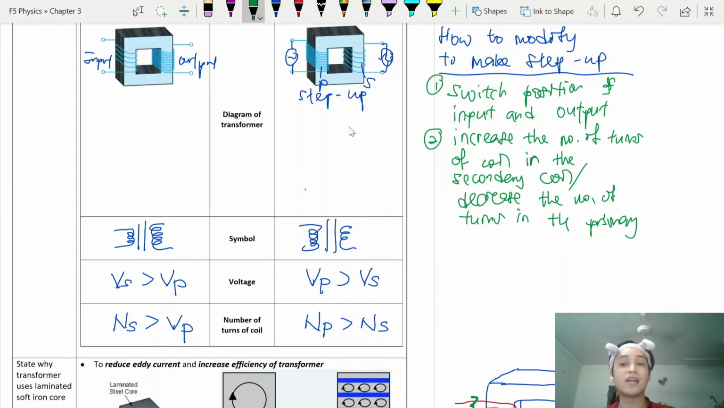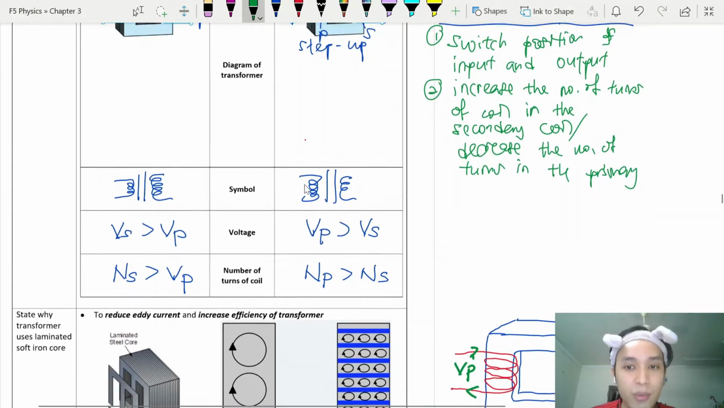Okay, so that is how you can actually modify your transformer. This is more like the K-Bar question. They will ask you how to modify it so that it becomes a step up. Just remember the two things. Just remember the basic concept of a transformer. You just switch the position or you change the number of coils either in the primary or in the secondary. The same thing goes for a step up transformer. If they want it to change into a step down, it's also exactly the same method. Hopefully you all can understand how we modify a transformer.